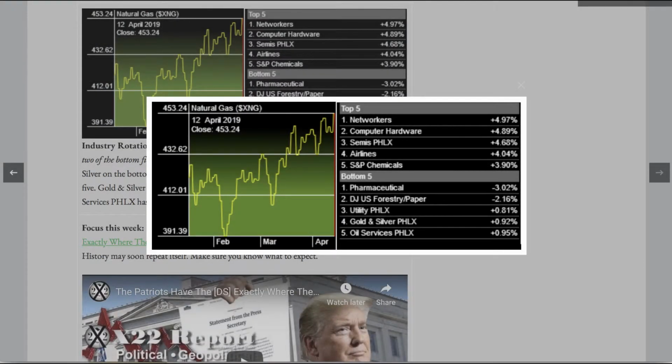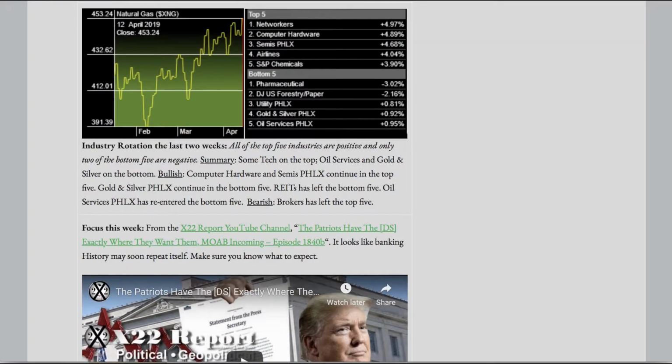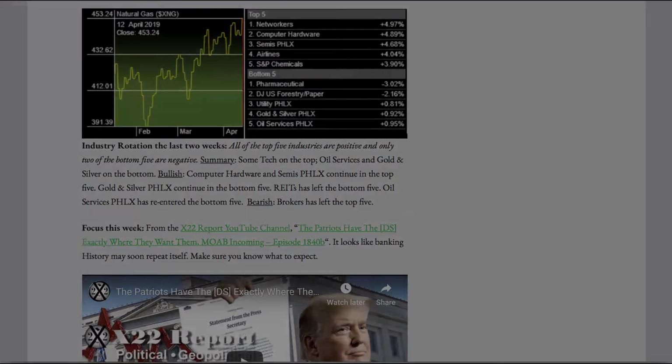Industry rotation the last 2 weeks. All of the top 5 industries are positive, and only 2 of the bottom 5 are negative. Summary: some tech on the top, oil services and gold and silver on the bottom. Bullish: computer hardware and semis continue in the top 5. Gold and silver continue in the bottom 5. REITs has left the bottom 5. Oil services has re-entered the bottom 5. Bearish: brokers has left the top 5.